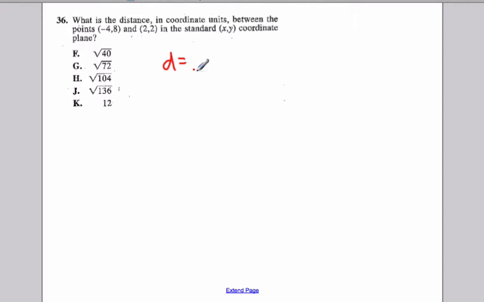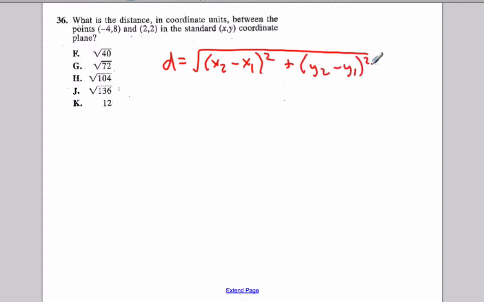Distance is equal to the square root of x2 minus x1 squared, and then you add y2 minus y1 squared. In other words, take your second coordinate. Let's just say this is your second coordinate and this is your first. Take your second coordinate minus the first for each x and y. It doesn't really matter which order you go in. I could do left minus right or right minus left as long as I stay consistent between the x and the y values.